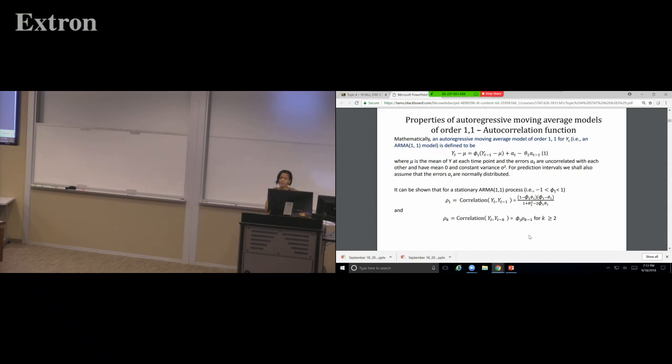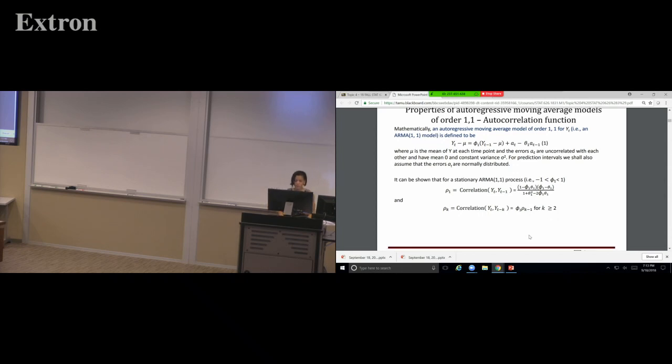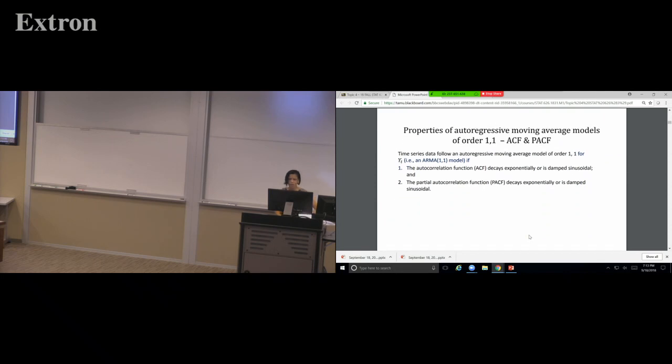We're going to use this idea, so we're going to call it a definition for the moment, for the correlation of the relationship between lags, to then move into this idea of talking about what we would expect to see if we were looking at the autocorrelation function or the partial autocorrelation function for an ARMA 1-1 model.